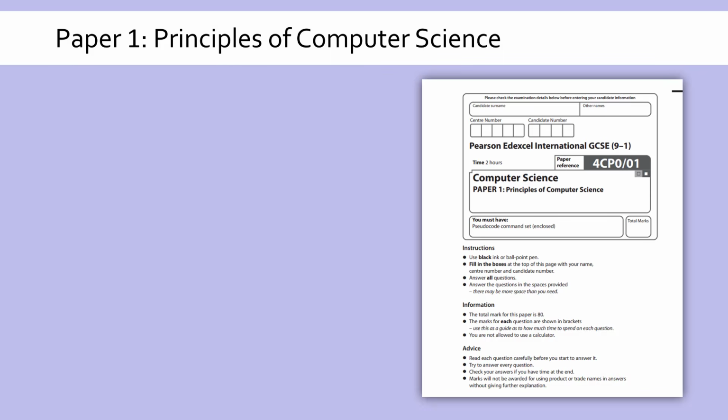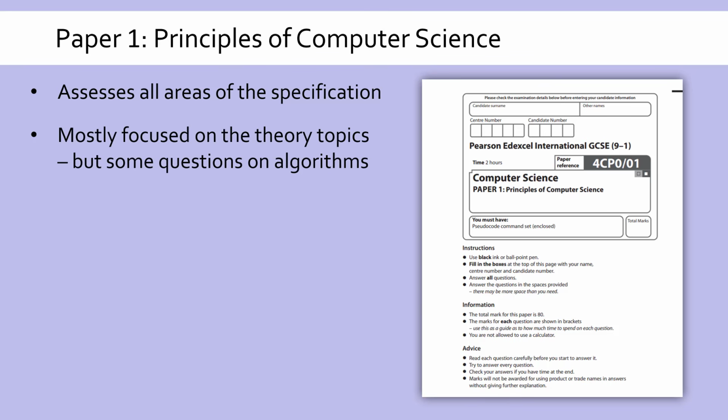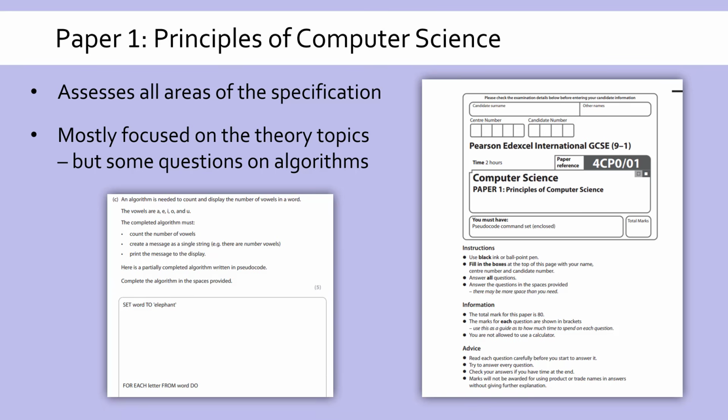Just on paper 1 a tiny bit more, so it is just an exam paper which assesses all areas of the specification, which does include some programming. So despite it being mostly focused on the theory topics, there will be some questions on programming and algorithms potentially, although not nearly as much as paper 2, of course. So this picture is an example of you having to write an algorithm in paper 1, so you have got to know that stuff before doing this exam.